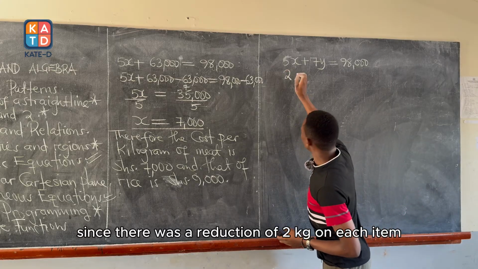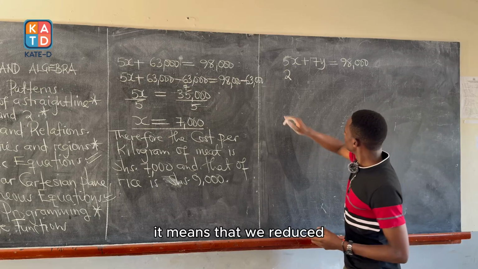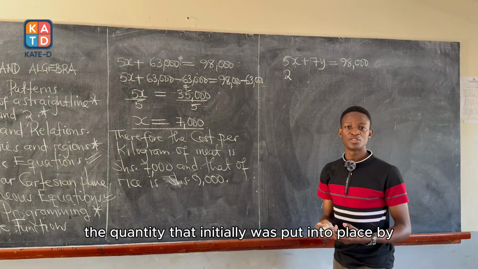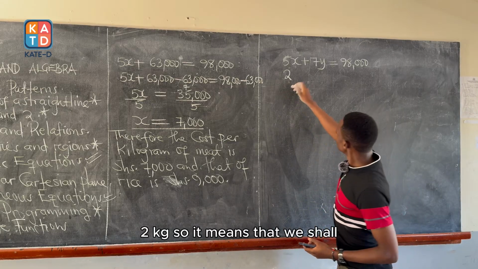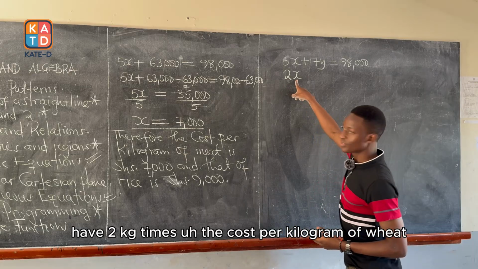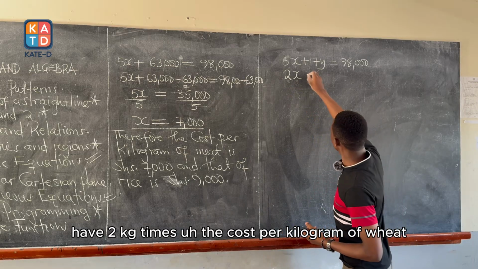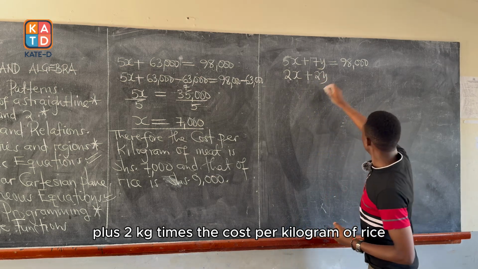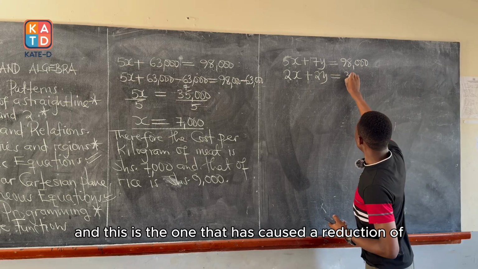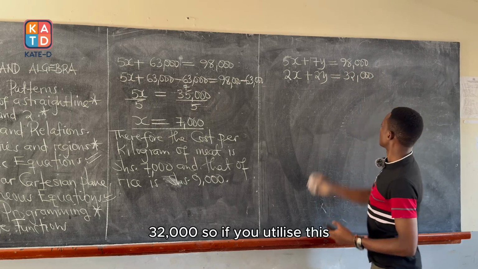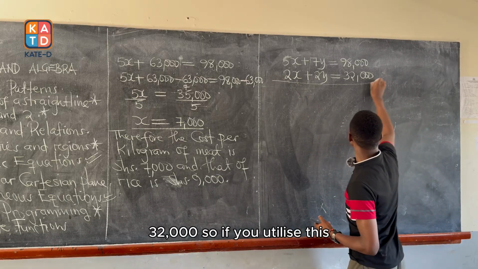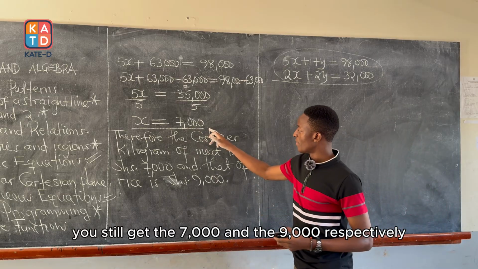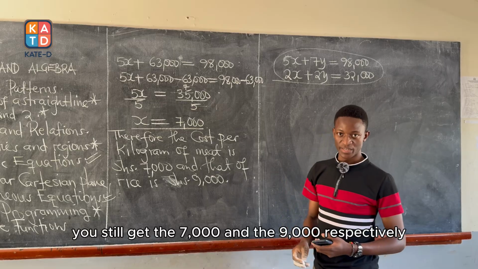Since there was a reduction of 2 kilograms on each item, it means that we reduced the quantity that was initially put into place by 2 kilograms. So it means that we shall have 2 kilograms times the cost per kilogram of meat, plus 2 kilograms times the cost per kilogram of rice, and this is the one that has caused a reduction of 32,000. So if you utilize these two simultaneous equations, you still get the 7,000 and 9,000 respectively.